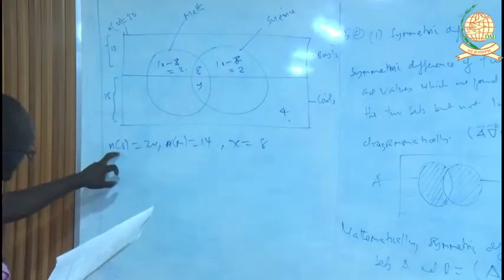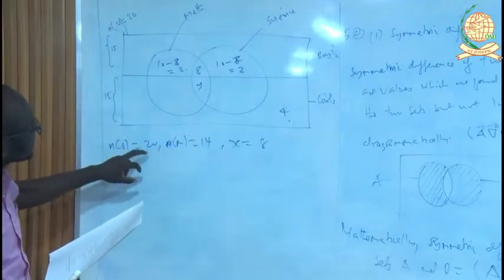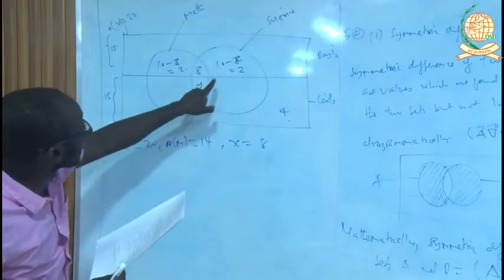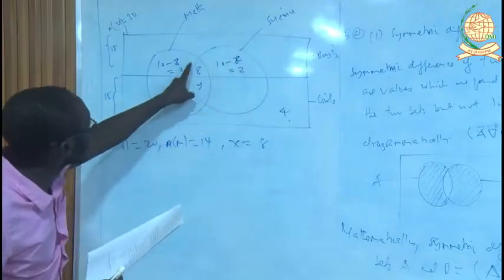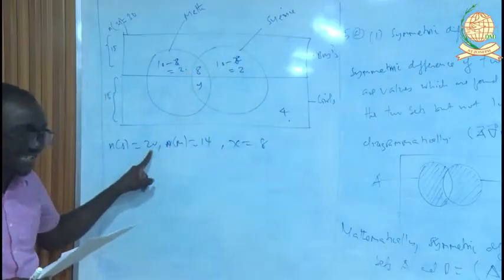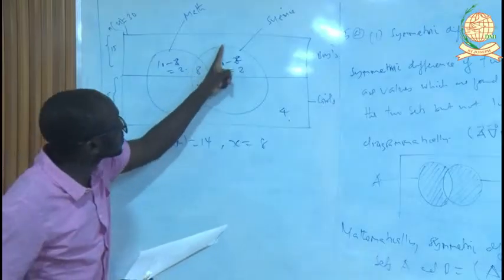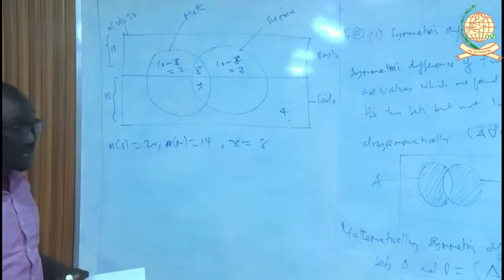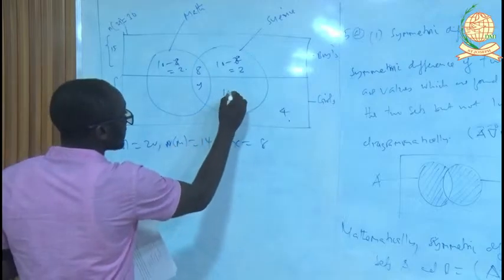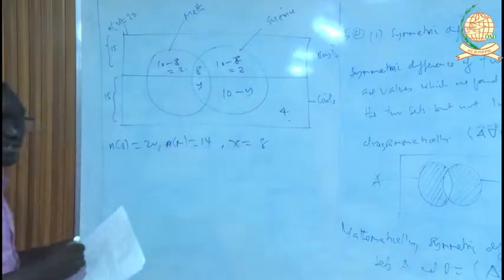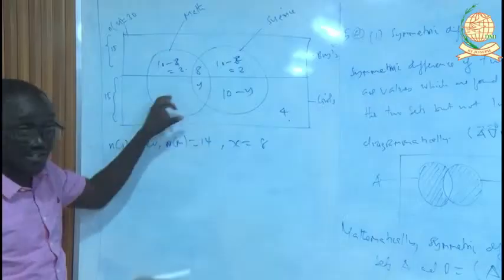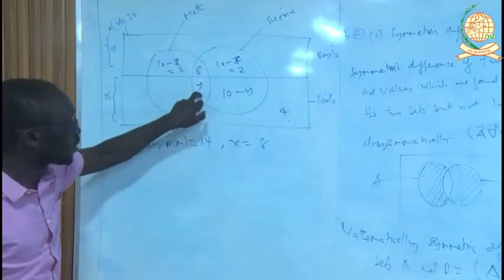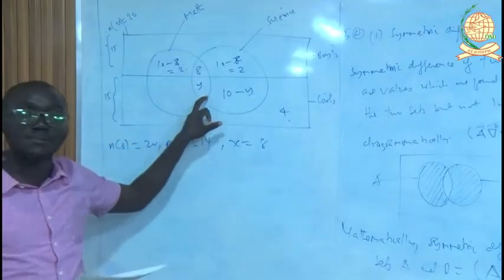The number of science students was 20. So if the number of science students was 20, and yet science students among boys were only 10 here, it means 10 girls were studying science. So this part here is going to be 10 minus y, because we don't know the number of girls who are taking both math and science. This smaller circle is 10 for girls taking science, but we don't know the number taking both.